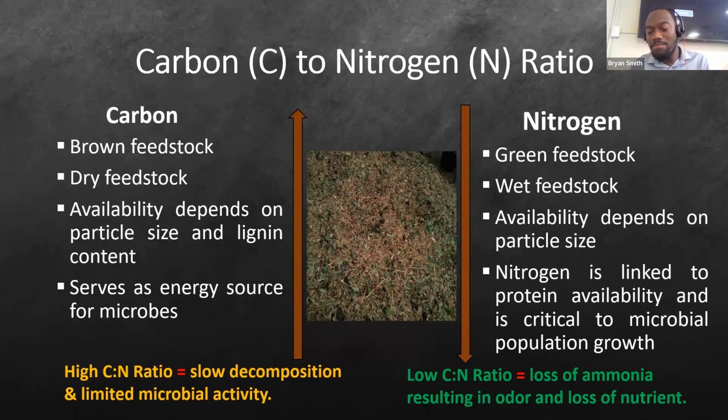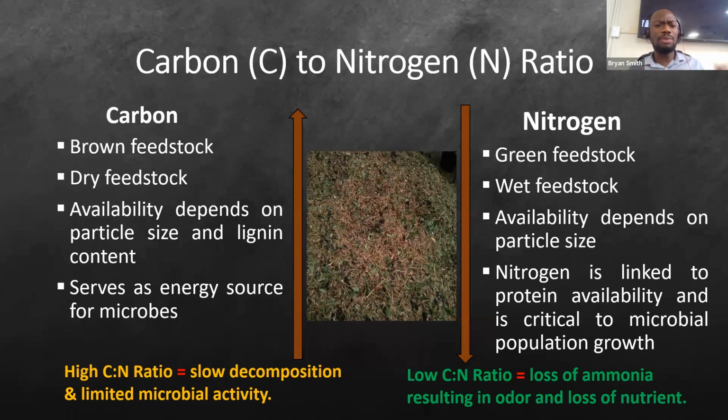Again, its availability depends on the particle size, which is why we grind them or break them down into smaller size before mixing. And nitrogen is linked to protein. So when we think about nitrogen, we think about, in terms of us, the meat that we eat. That is very important. We can't eat the yam and banana alone without having the meat. And it's a similar thing here. The microbes require the protein for them to grow or to carry out their activity.